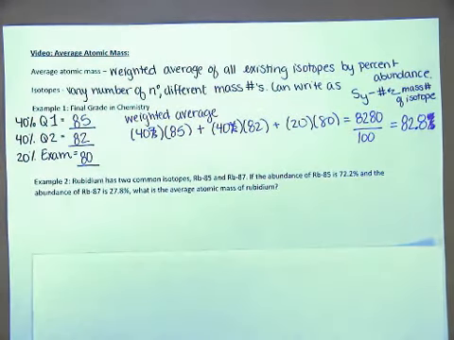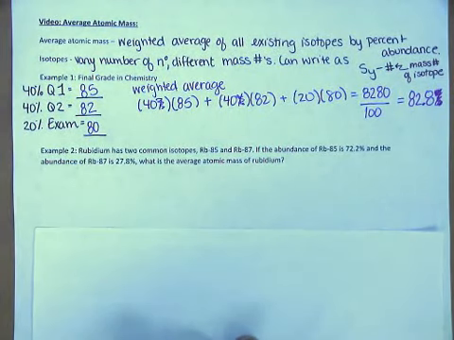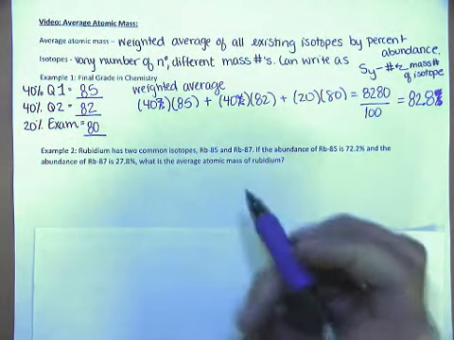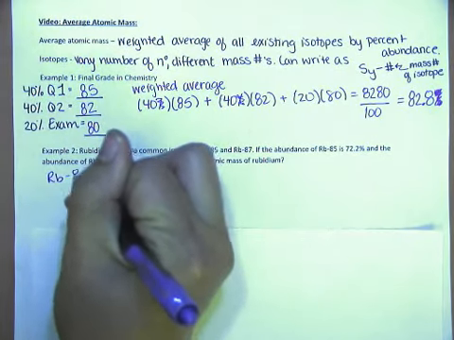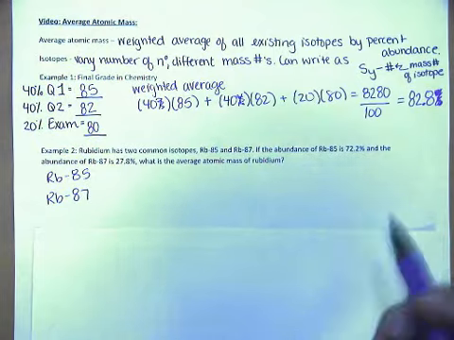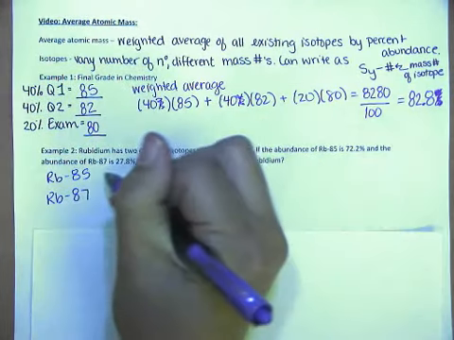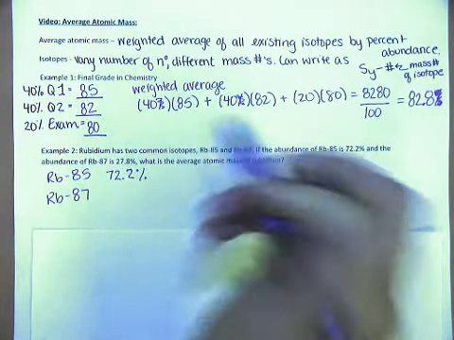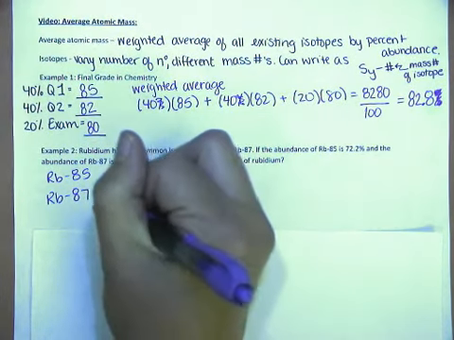This same tactic is used when we figure out average atomic mass of our different isotopes. Here we have rubidium. Rubidium has two common isotopes, rubidium-85 and rubidium-87. The abundance of rubidium-85 is 72.2%, and the abundance of rubidium-87 is 27.8%.